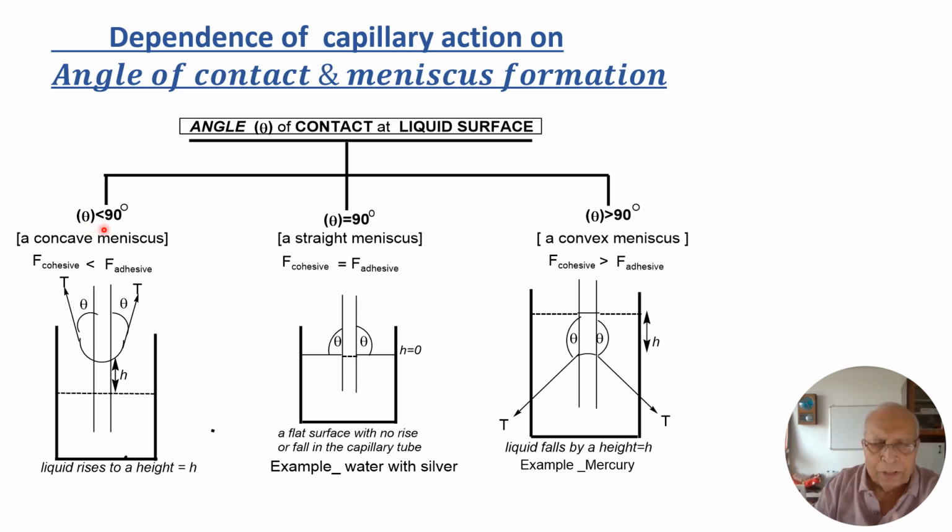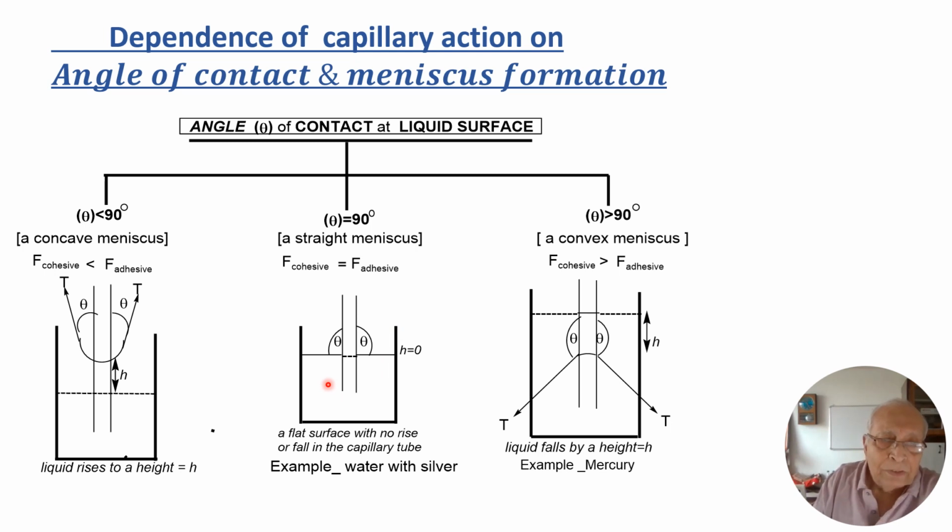If theta is less than 90, what is the angle of contact? I have already given you an idea. Then the cohesive forces are lesser than the adhesive forces at the point of contact of the liquid. In such cases, if you draw a tangent at the point of contact with the liquid, we find an angle subtended, and this angle is less than 90, meaning it is an acute angle. In such a case you get a concave meniscus and the liquid rises to a height h from its surface. Why does it happen? It is because the adhesive forces are greater than the cohesive forces. Or in other words, you can say the cohesive forces are less than the adhesive forces.